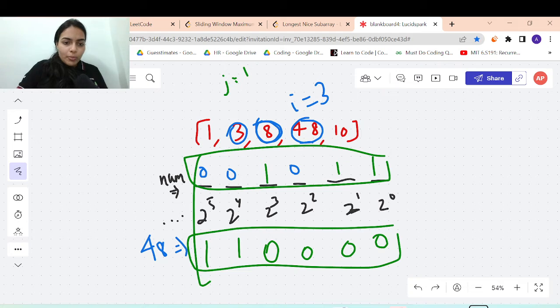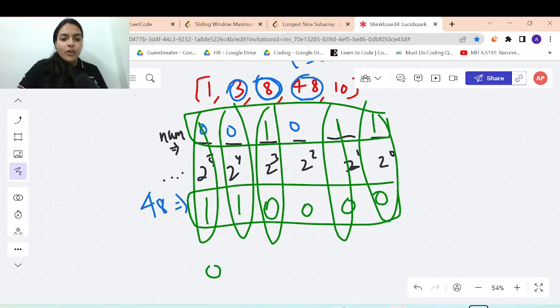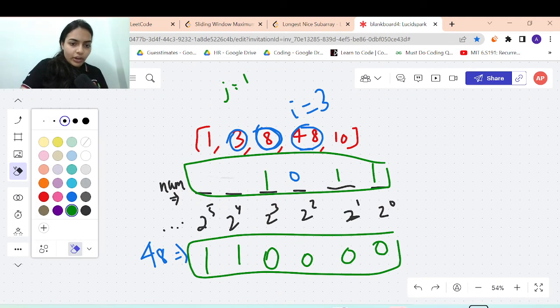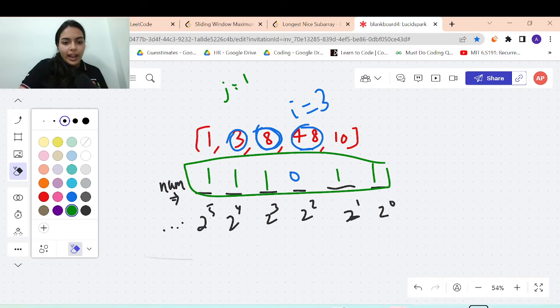So 48 has no problem. You can see that the set bits are all very different. If you take the AND of this number entirely, the AND will be 0. So it is awesome. So now we can include the set bits of 48 also in our number. So we will include the set bits of 48 in our number and we will continue.